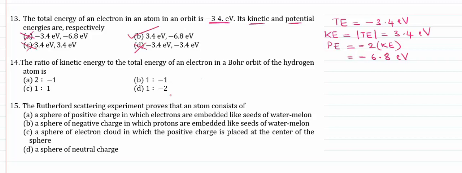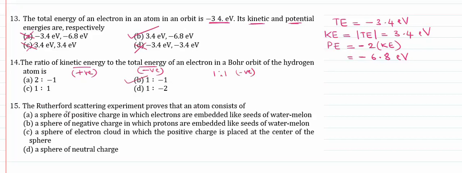Next, 14th. The ratio of kinetic energy to total energy in a Bohr orbit of hydrogen atom. So kinetic energy and total energy will be equal in magnitude, but one will be positive and the other one will be negative. Means the ratio will be 1 is to 1, but since one is positive and one is negative, the ratio will be negative. So option B is the answer.